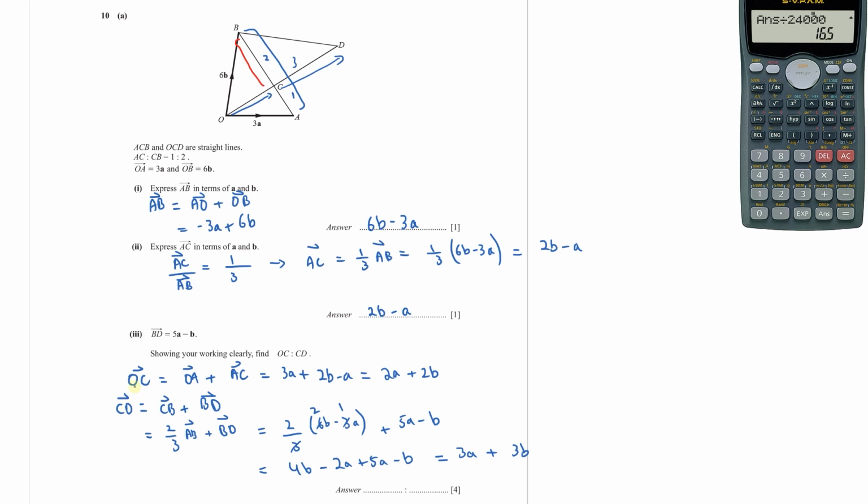So now you know OC as well as CD. OC : CD. OC is 2A plus 2B. CD is 3A plus 3B. I can take 2 common here, leaving A plus B, and take 3 common here, leaving A plus B. So A plus B and A plus B cancel out, and you get the ratio 2 : 3. So OC : CD is 2 : 3.